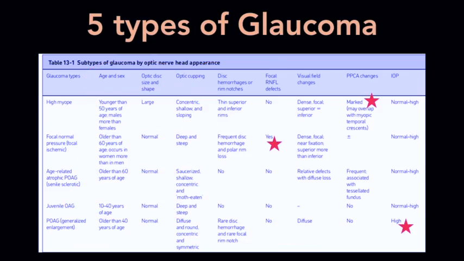But some important points to consider is that when we call a disc a high myope type, you know how a high myope fundus will look. There will be a tessellated background. The optic disc is going to be large. There's going to be a concentric shallow cupping. There is no focal RNFL defect. Okay, but the peripapillary changes are very much marked. You can see large areas of atrophy.